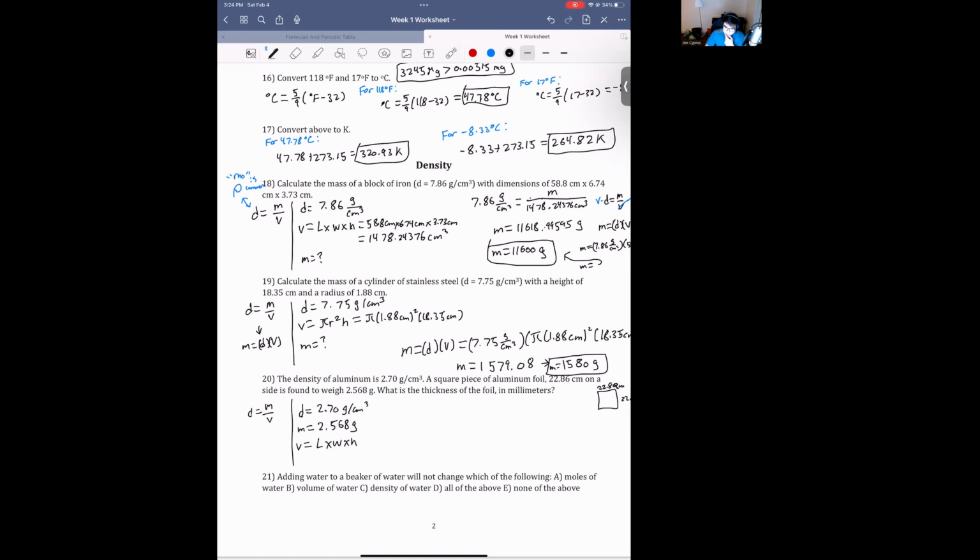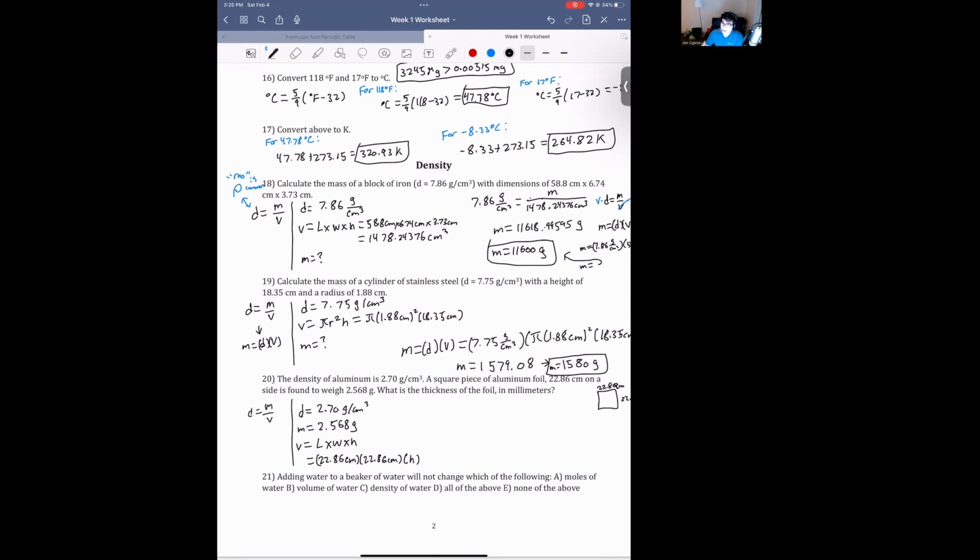Right? So we have the length and the width. You know that the length is 22.86 centimeters. You know that the width is 22.86 centimeters. What about the height? The height is actually what we are looking for. What is the thickness of the foil? So I'm going to still leave this as h.